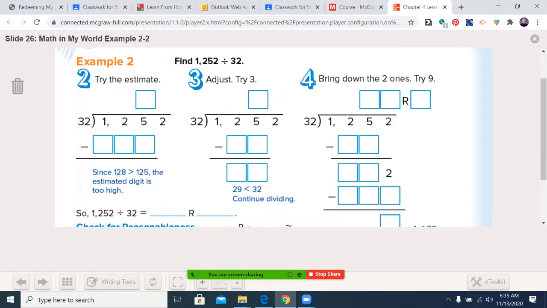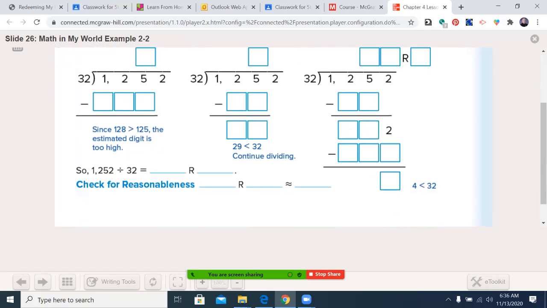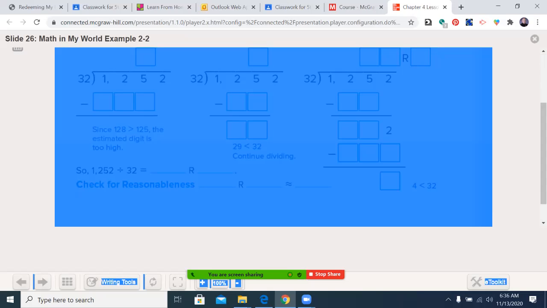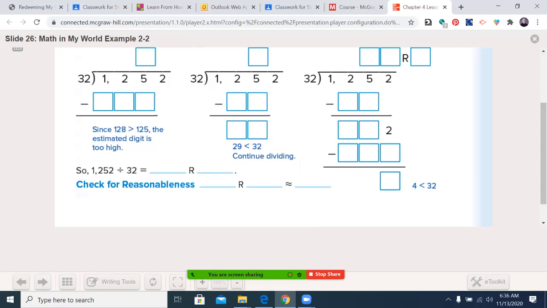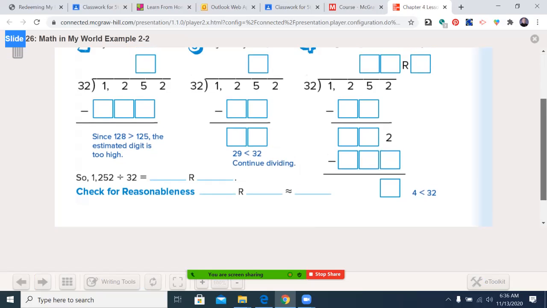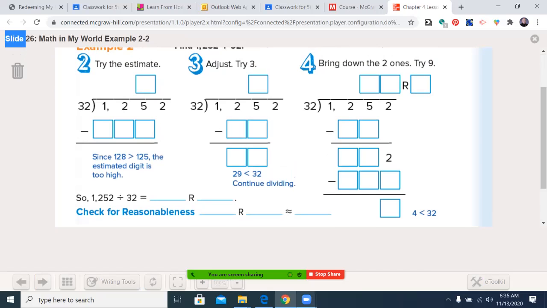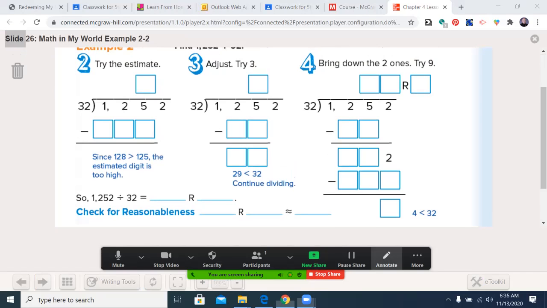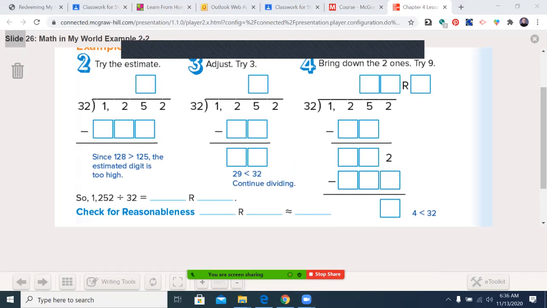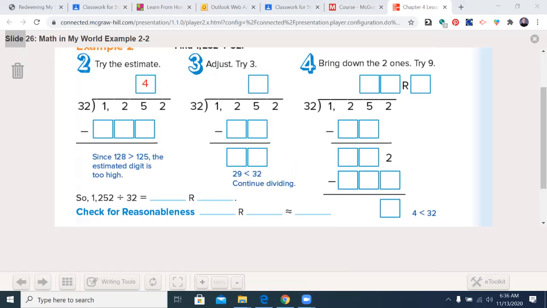So I'm going to try the estimate. I'm going to use the 4. And I'm going to try to adjust this just right. There we go. Get my annotation tool. Well, let's try a 4, like they suggested. 32 times 4, 3 times 4 is 12, 128.